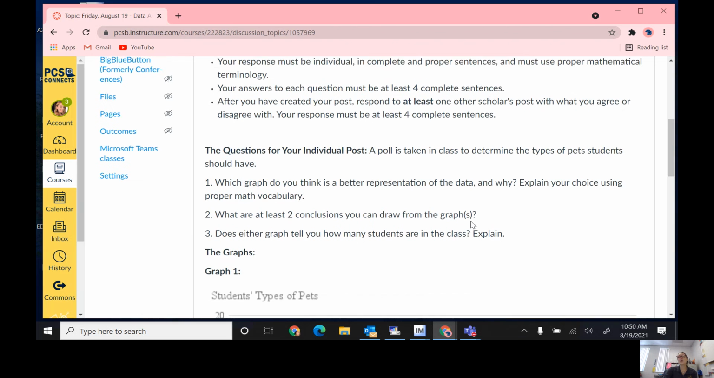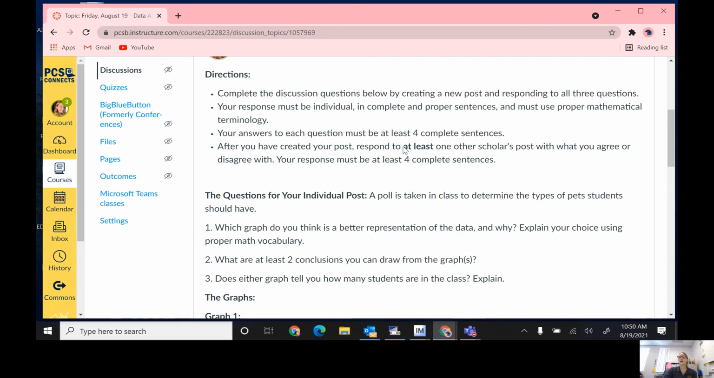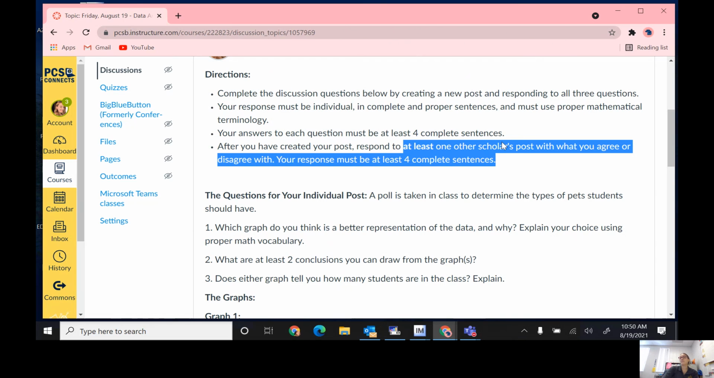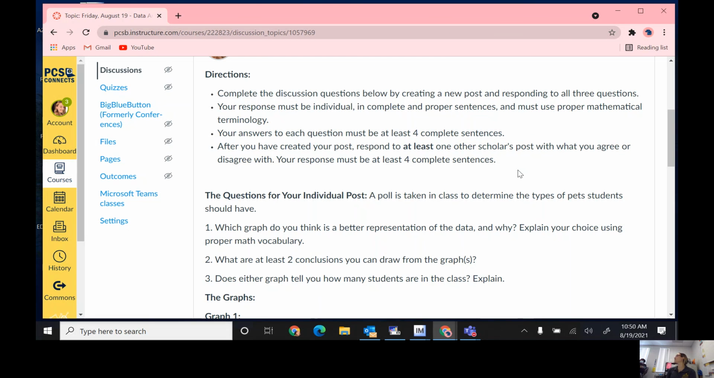And then the second post, you will respond to at least one other scholar's post with what you agree or disagree with, or it can be something like your ideas make sense, or I think you're wrong because. Then that's it. Okay? All right. If you borrowed a calculator, please put it back.